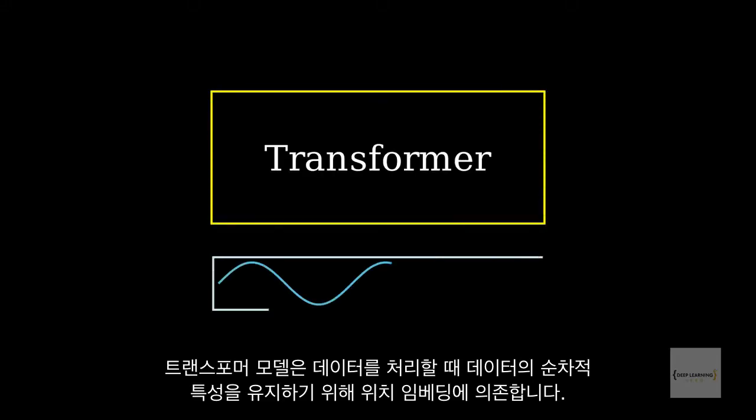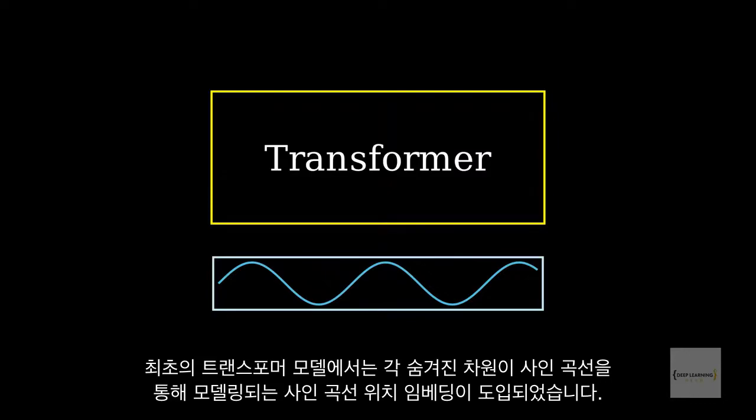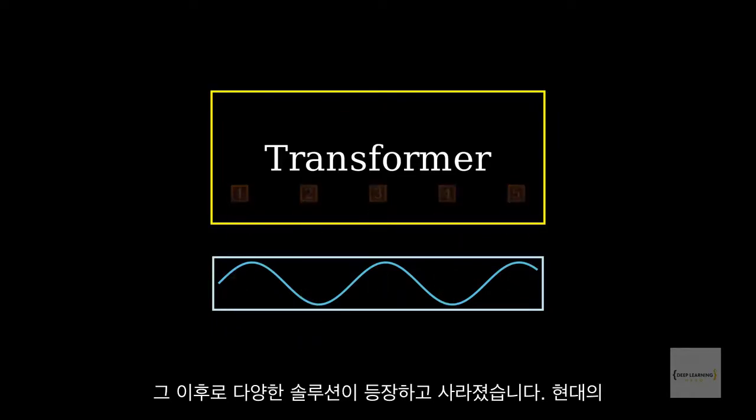Transformer models rely on positional embeddings to help them uphold the sequential nature of the data when they process it. The original transformer model introduced sinusoidal positional embeddings, where each hidden dimension is modeled via a sinusoidal curve. Since then, different solutions have come and gone.